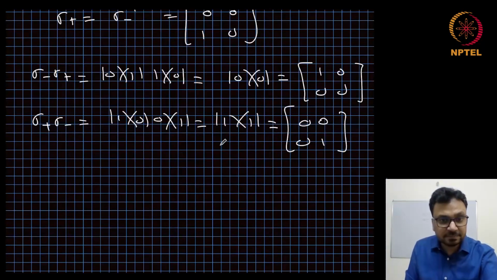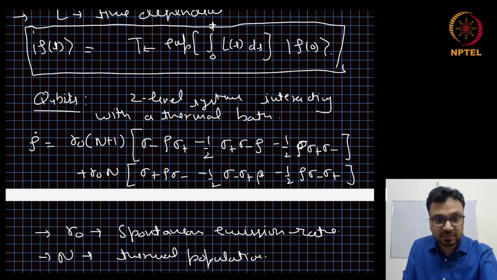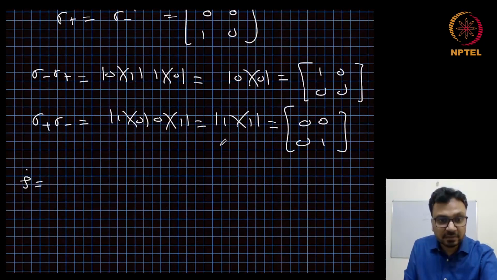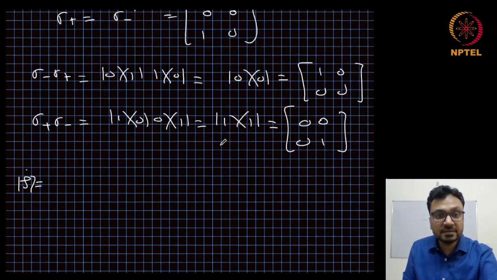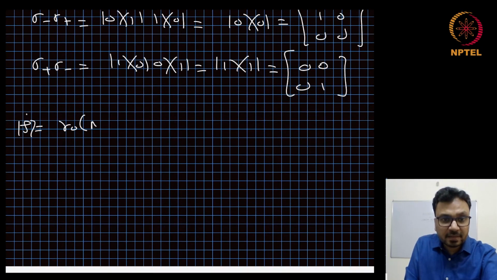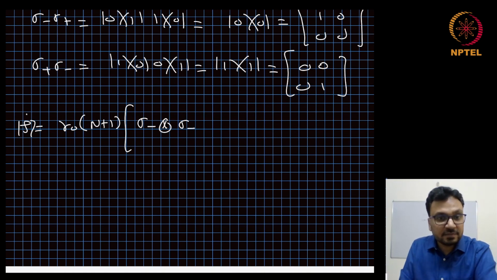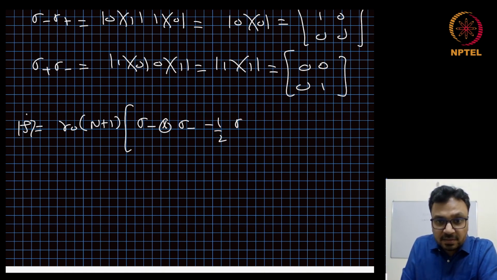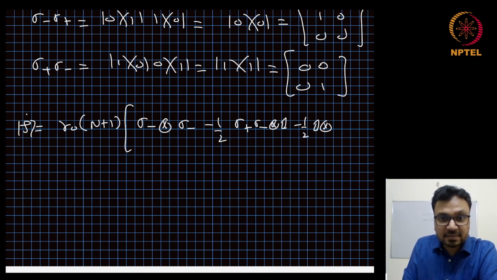So from here, we can see our rho dot, although this was not required at the moment. When we unfolded the vector, rho dot can be written as gamma naught (n plus 1) times sigma minus tensor sigma plus transpose, which becomes sigma minus acting on the rho vector, minus half sigma plus sigma minus tensor identity, minus half identity tensor sigma plus sigma minus transpose, which is again sigma plus sigma minus.